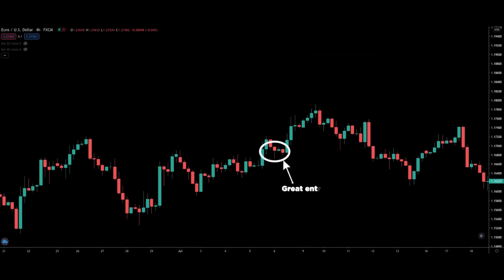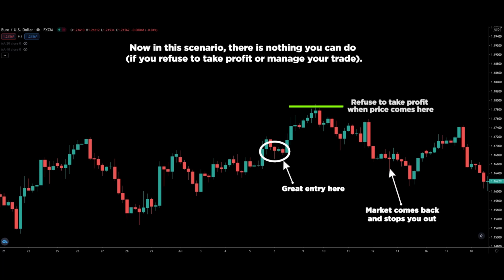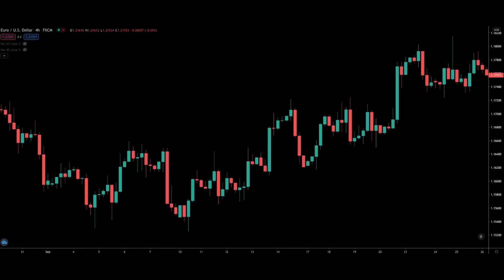Suppose you take a trade and the market goes your way, and because you are greedy and refuse to lock in your profits, the market comes back and you're left with nothing. Now, in this scenario, there is nothing you can do. You are at the mercy of the market. Now, contrast this with a bad entry. Perhaps because you were too anxious to get in? Well, you can always remedy this situation by entering a smaller position.